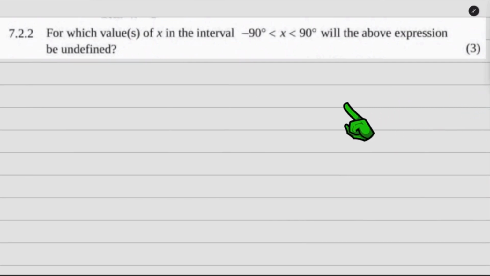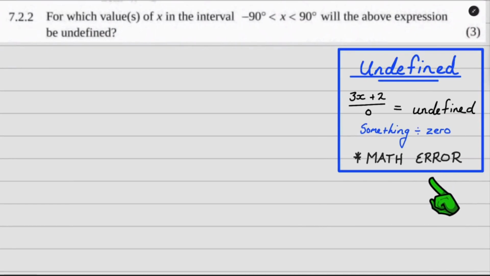And then 7.2.2 asks, for which values of x in this interval will the above expression be undefined? So for something to be undefined, it's when you're dividing by 0. So if you try do that on your calculator, it freaks out and gives you this little math error. So we're going to apply that logic to this question. We want the denominator of this expression to be 0 so that we get undefined stuff.